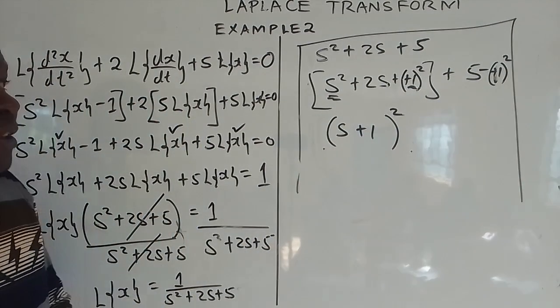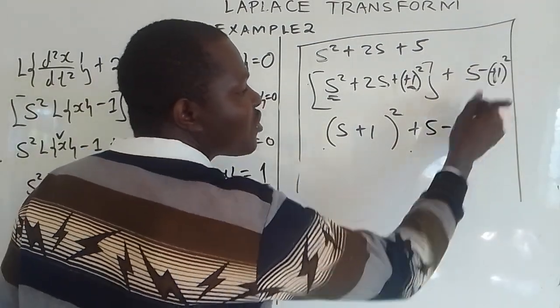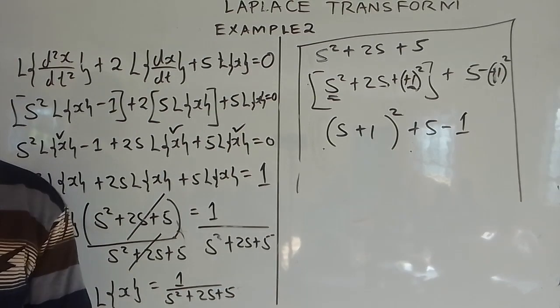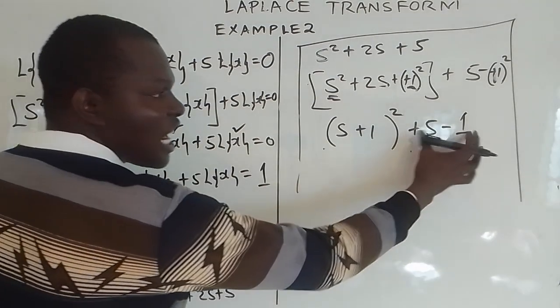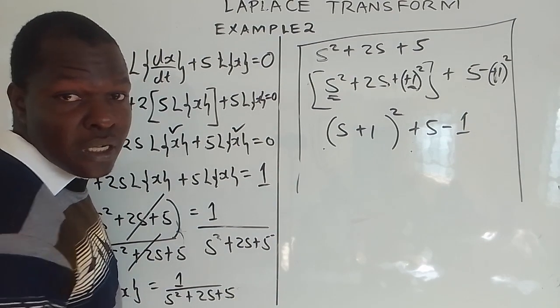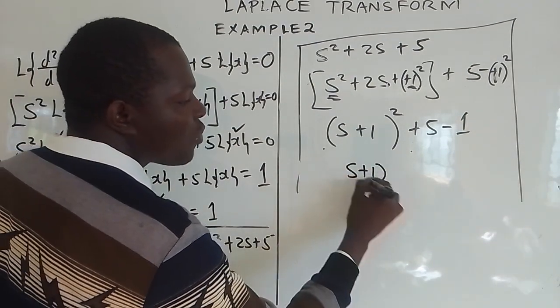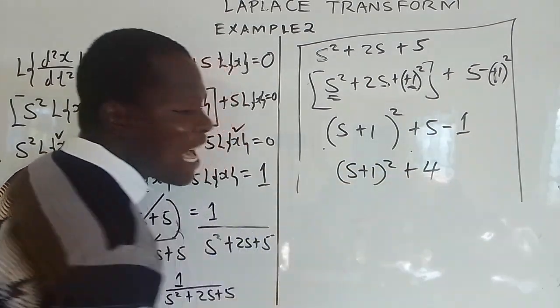Then outside the bracket, what do we have? We had here plus 5, then minus positive 1 squared, which is just 1. Are we together? So after doing that, you just use a calculator to join those ones which are outside. Isn't it? So what do you have? S plus 1 squared, then plus 5 minus 1, you get a total of plus 4.